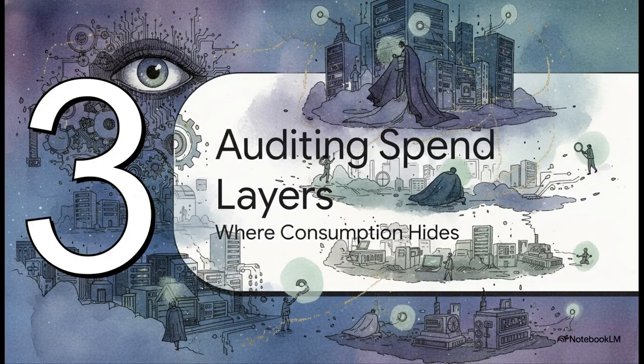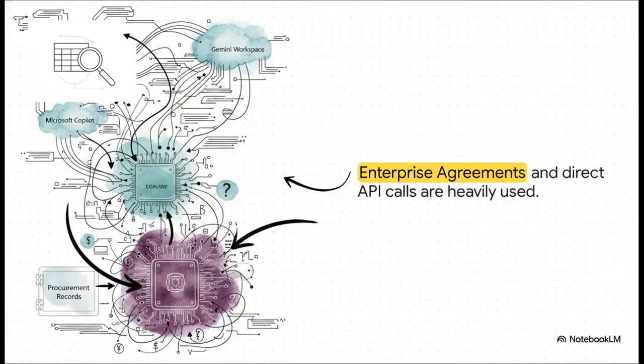Section 3. Auditing the 3 spend layers. We really need to break down exactly where organizational AI consumption hides because, spoiler alert, it's rarely in plain sight. Let's look at the first 2 layers, which require intense scrutiny. The first layer is your enterprise agreements. We're talking Microsoft Copilot or Gemini Workspace licenses.